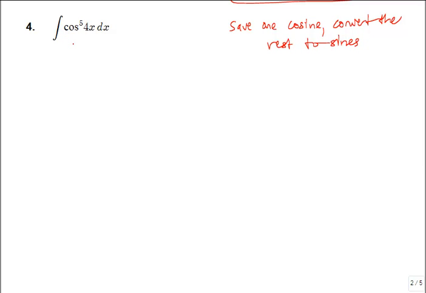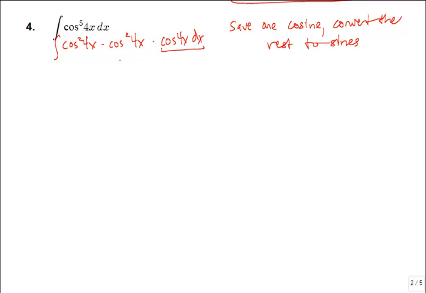Now, to use those Pythagorean identities, they use squares, cosine squared plus sine squared. So I'm going to break this up into a cosine squared 4x times another cosine squared 4x times the one cosine that I'm going to save. So that's 2 plus 2 plus 1 is 5 total. I've got them all accounted for. This is the one I'm not going to touch. That's going to become part of my g prime later on when I do my pattern recognition. The other two I want to convert to sines.